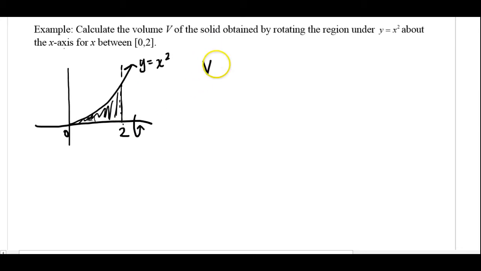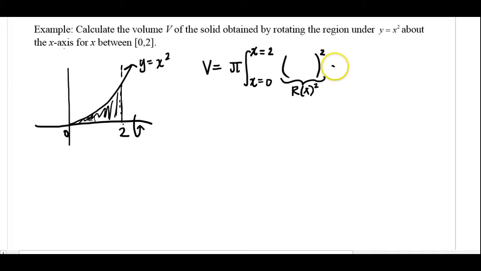So now our volume formula is pi times the integral from x equals a to x equals b, or x equals 0 to x equals 2. So now in general, what needs to go right here is the radius as a function of x, and that quantity needs to be squared, the radius squared. So I'm going to need to add the radius in here and square that quantity, dx.